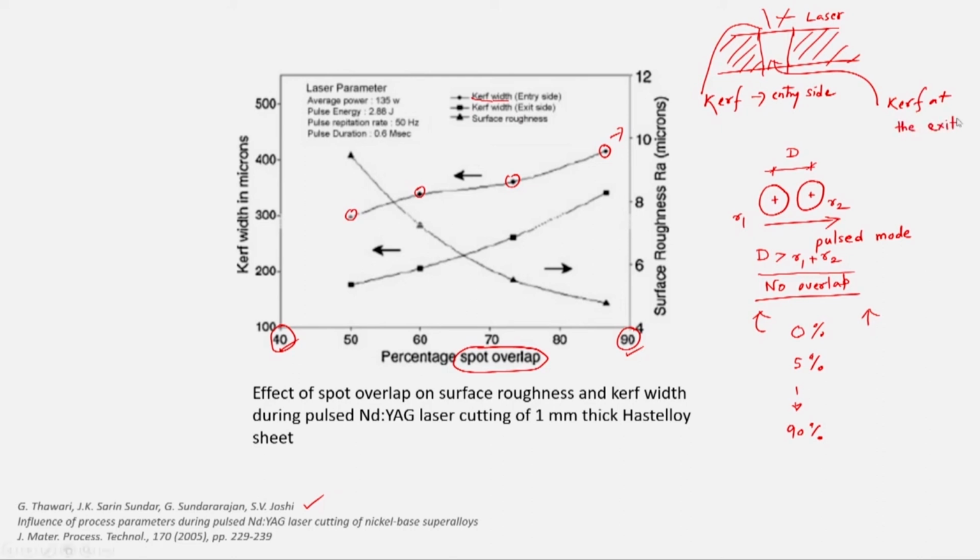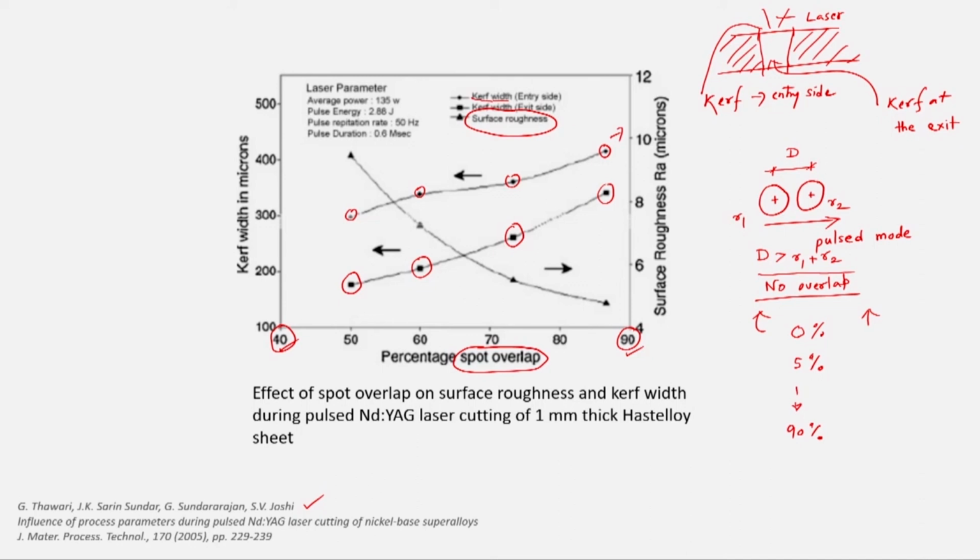Now, both the parameters have been studied, and it has been noted that when the percentage spot overlap is increasing, then we are getting wider kerfs both at the entry and exit. However, the roughness is getting reduced. So, with percentage spot overlap increasing, we get better surface quality, but the width is also getting widened. So, here there is multi output optimization.